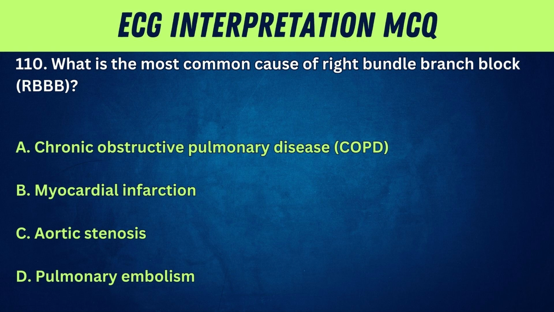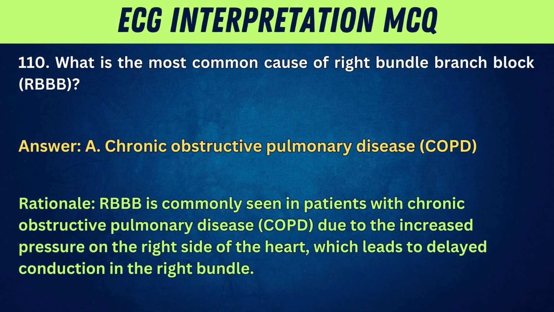110. What is the most common cause of right bundle branch block, RBBB? A. Chronic obstructive pulmonary disease, COPD. B. Myocardial infarction. C. Aortic stenosis. D. Pulmonary embolism. Answer: A. Chronic obstructive pulmonary disease, COPD. Rationale. RBBB is commonly seen in patients with COPD due to the increased pressure on the right side of the heart, which leads to delayed conduction in the right bundle.